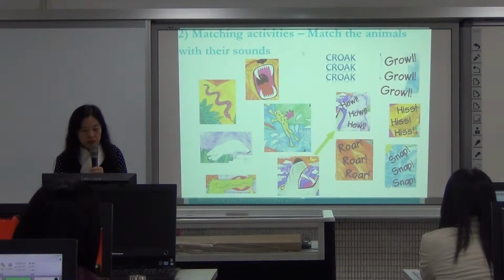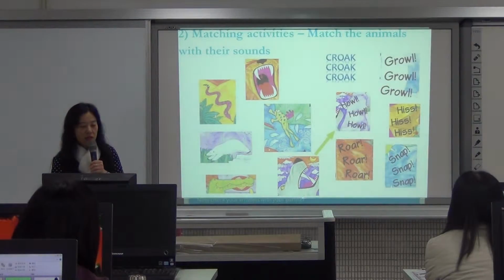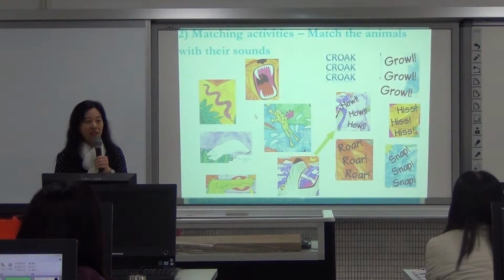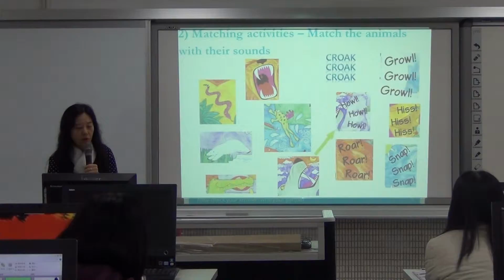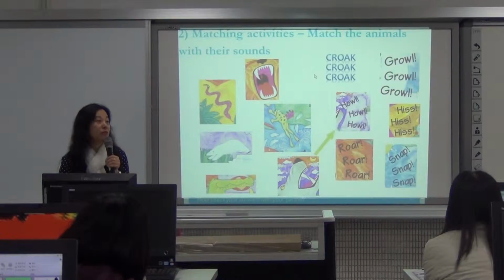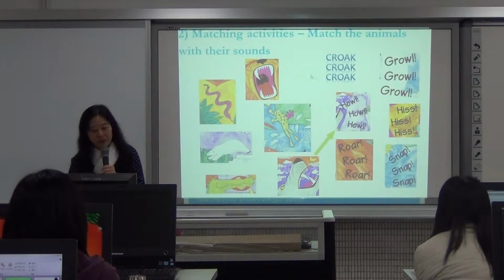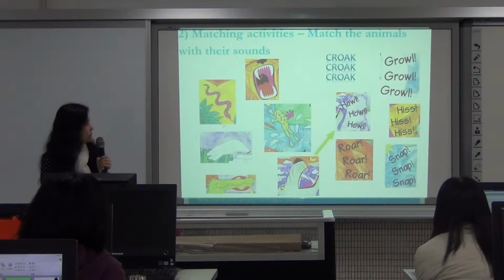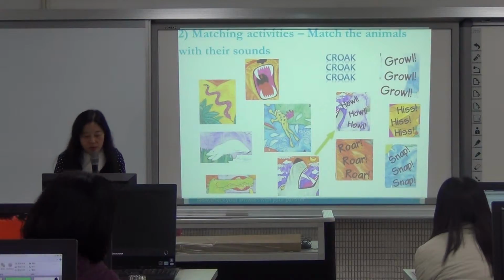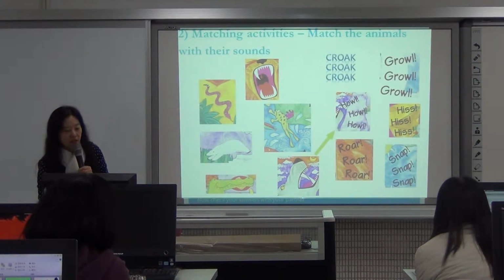And then matching activities. Match the animals with the sounds. What does the lion say? Roar. What does the snake say? It doesn't say, right? Just hisses. Polar bear growls. How about a frog? Croak, croak. Sorry, British people say different things. American people say ribbit, ribbit, but British people say croak, croak. And how about a wolf? Howl. And crocodile. So we use the arms to do the gestures.